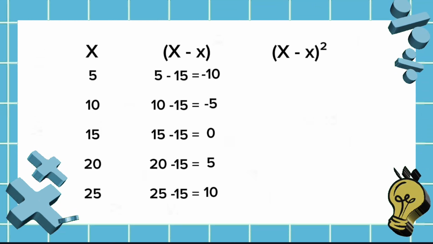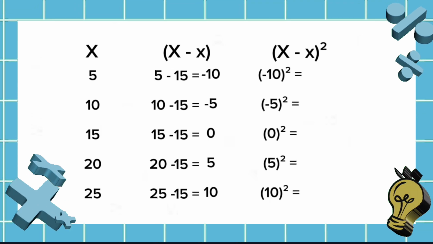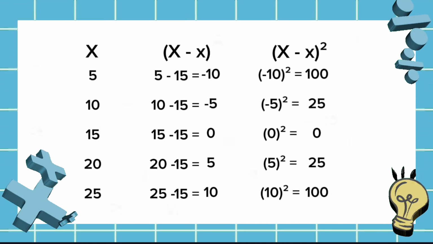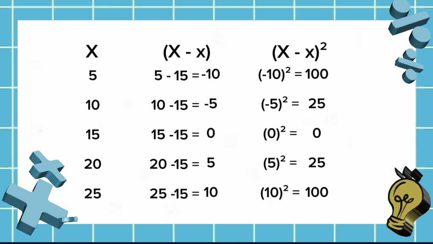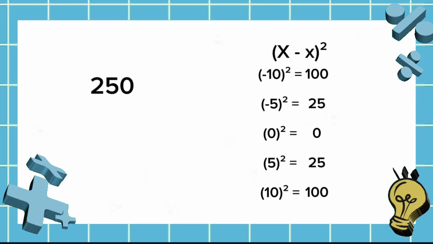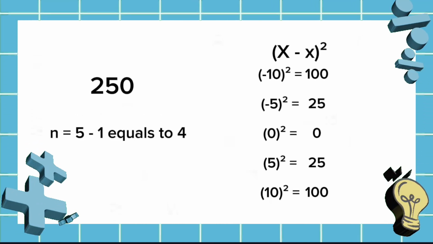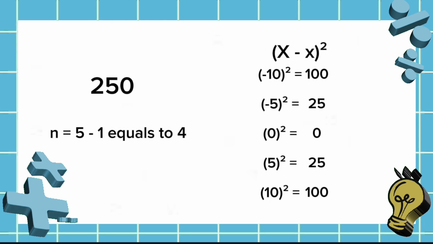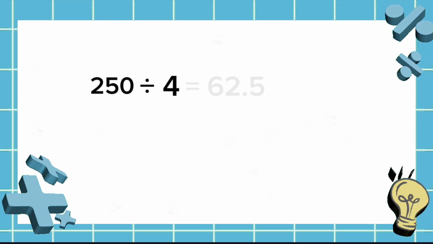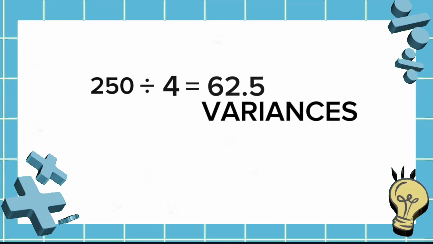Since there is a squared exponent, we must multiply all the answers by itself. So we have 100, 25, 0, 25, 100, then add everything, which totals to 250. After this, we divide it by the value of n minus 1, which is 4. 250 divided by 4, and we get 62.5. This is your variance.